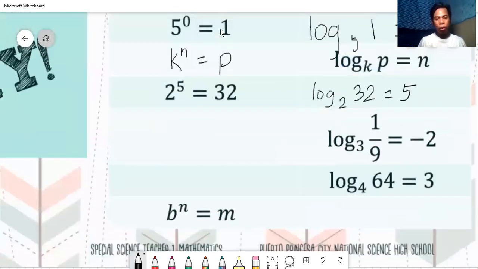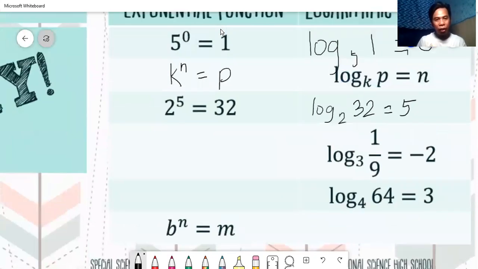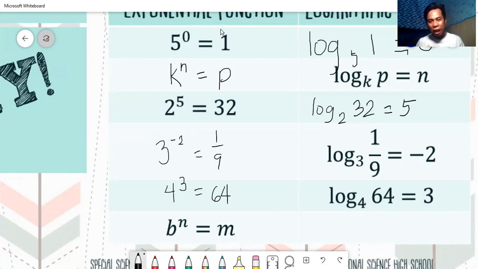We still have 3 more. So we have 3 as the base. The exponent is negative 2 is equal to 1 over 9. That's correct. How about the next one? We have 4. The base is 4 raised to 3 is equal to 64. And lastly, we have logarithm of m with a base b is equal to n. So that is the answer.